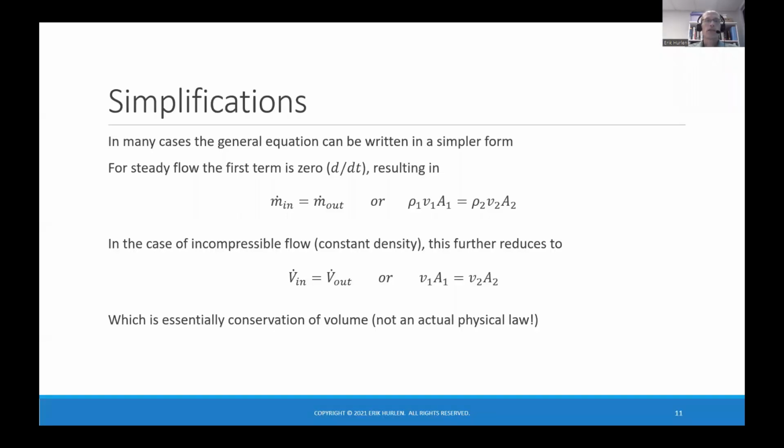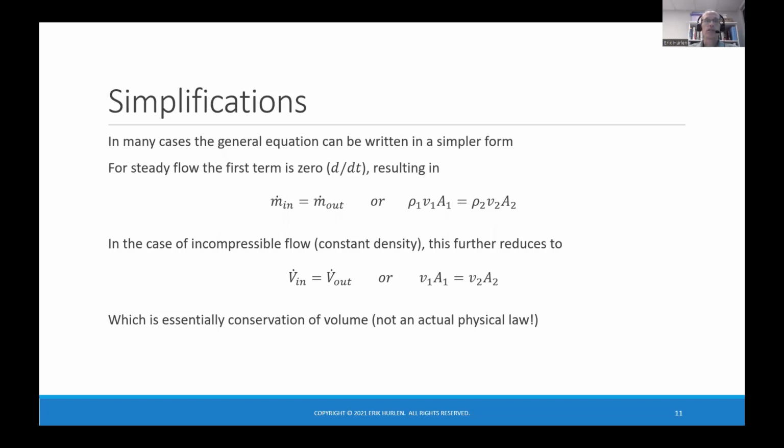Many of those options begin with simplifications to the system. If we have steady flow, then nothing changes in time. So the first term, the change in mass inside the control volume, is 0. This then reduces to the mass flow rates in and out must be equal. Or using the average velocity, we have rho V A equals a constant, or rho 1 V1 A1 equals rho 2 V2 A2 at any points 1 and 2.